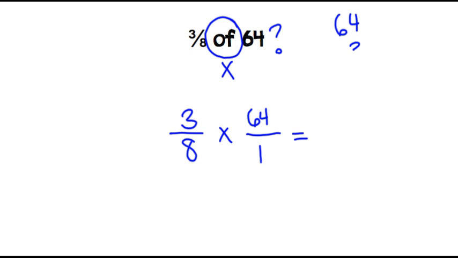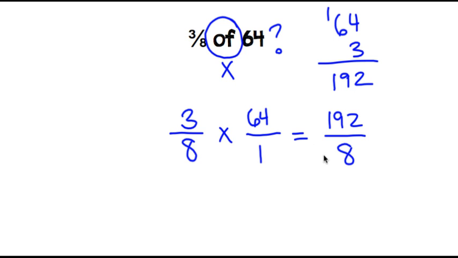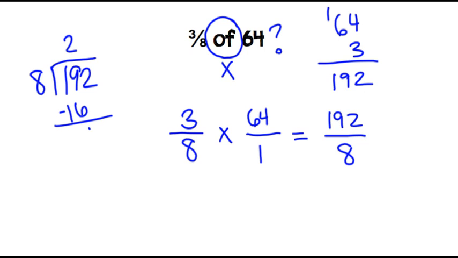And if you need to set up a lattice problem or something to solve that, or if you want to add 64 3 times, you're going to get 192. And 8 times 1 is 8. Now we have an improper fraction. We need to simplify that by dividing. So 192 divided by 8. 8 goes into 19 2 times. And 8 goes into 32 4 times. So the answer to this question, what is 3/8 of 64, would be 24.